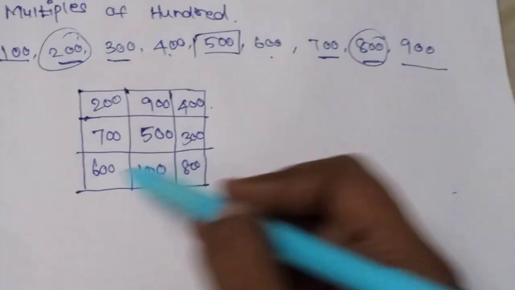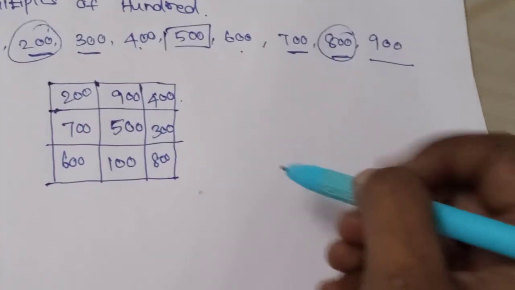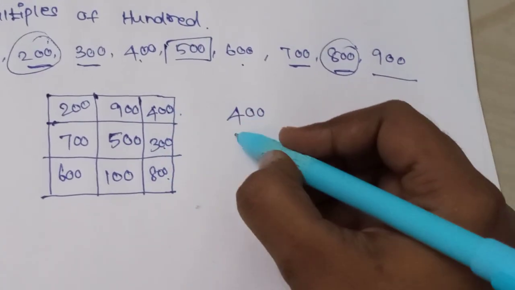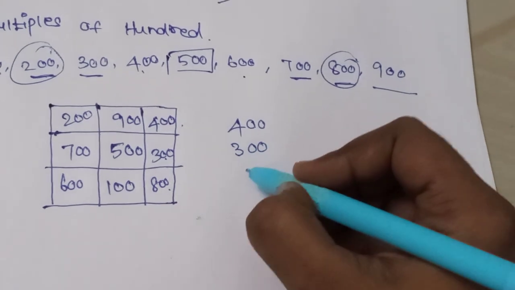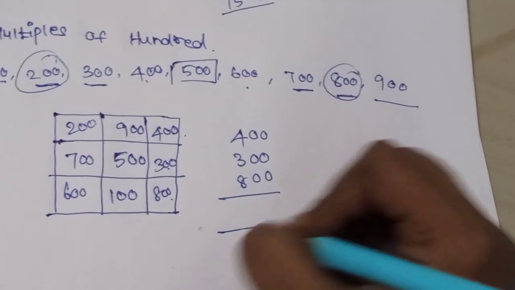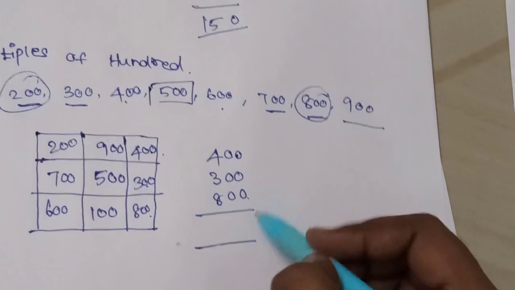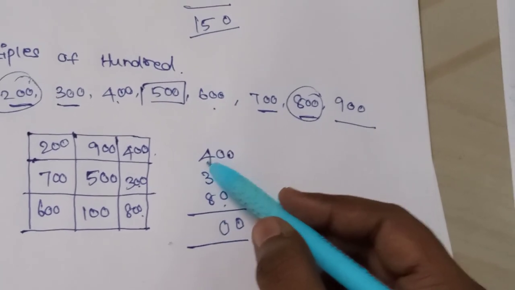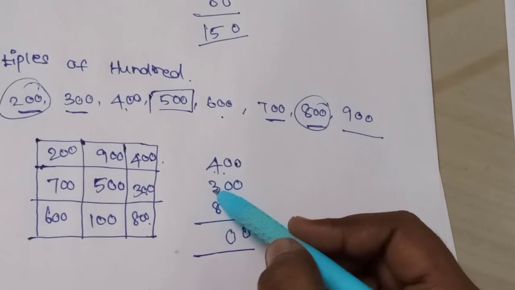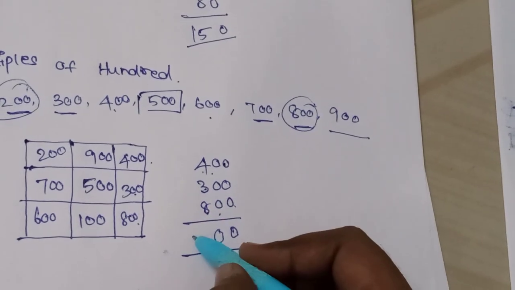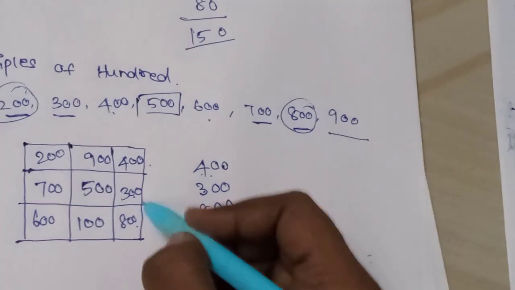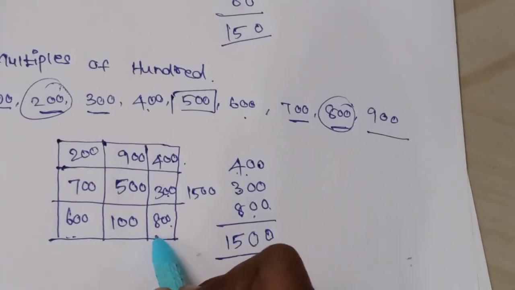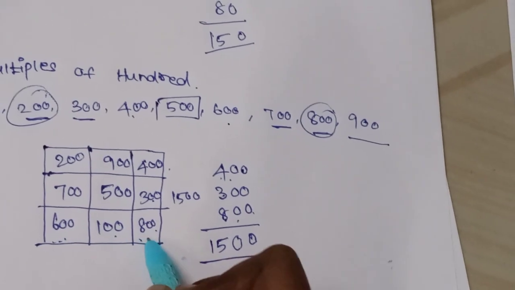Now if we add any three boxes in a line, we have to get the same number. So first we will check with this one: 400, 300 and 800. Okay, we have to add. For the zeros we write 0, and for this 0 we write 0. Now 4 plus 3, 7. 7 plus 8, 15. Okay, so 1500.